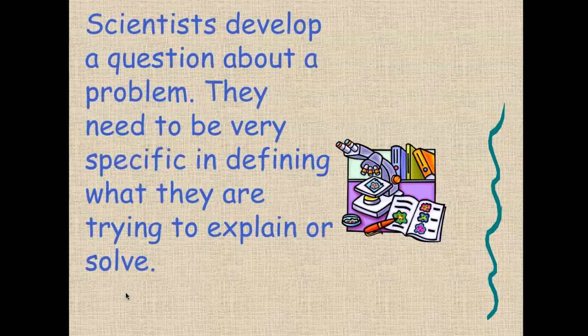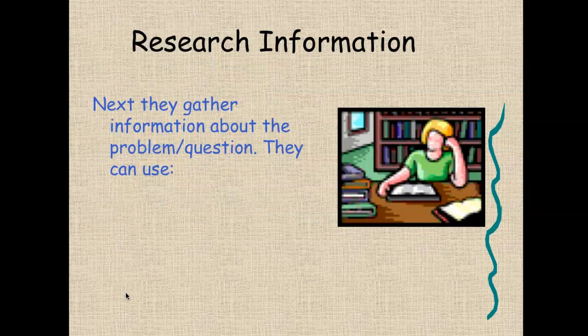And then you will form a conclusion based on the data and observations that you collected. All right, so scientists are going to develop a question about a problem. They need to be very specific in defining what they are trying to explain or solve. And it's got to be an actual question or problem that we can solve in class. So one of the problems that we would not be able to solve in class has to do with spirituality and stuff like that. Like, is there a God? That's probably not something that we're going to be able to do during class. So it's got to be something that we can actually solve, a problem we can solve or a question we can actually answer.